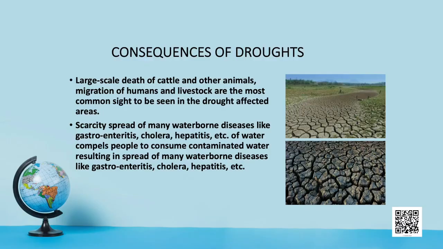Now, what are the consequences? Large scale death of cattle, other animals, migration of human beings, livestock. This is a common visual that is seen during the drought. Scarcity, spread of many waterborne diseases and other diseases. Try to find out the consequences of droughts. You also know what happens with the scarcity of water. Try to write down in your copies. These are the consequences of drought. Whatever you visualize, try to write it down along with crop failure, movement of people, all these things.